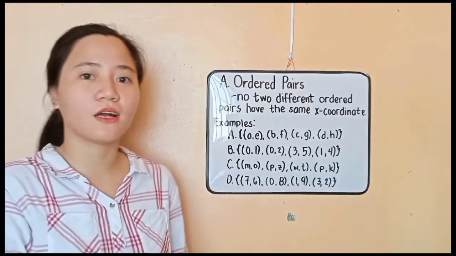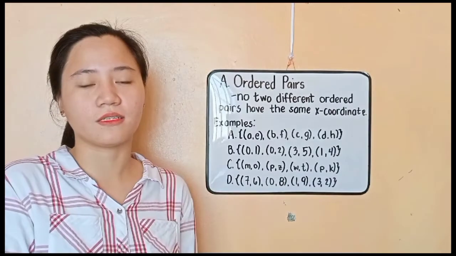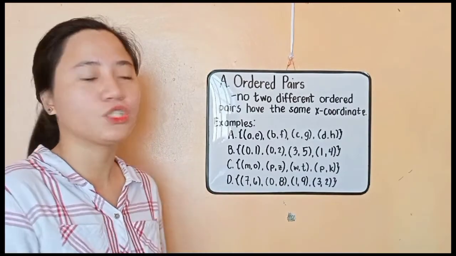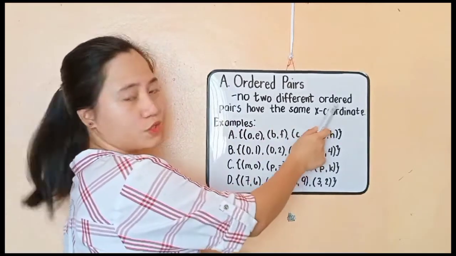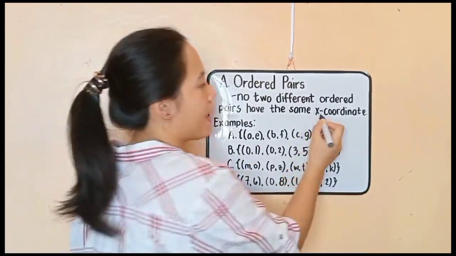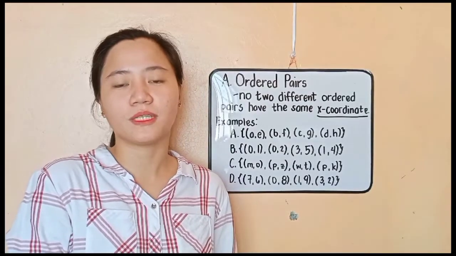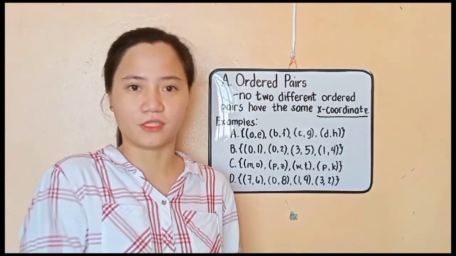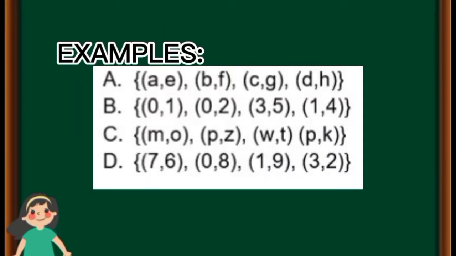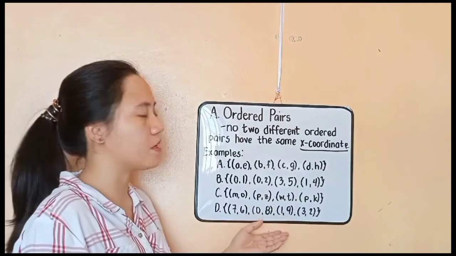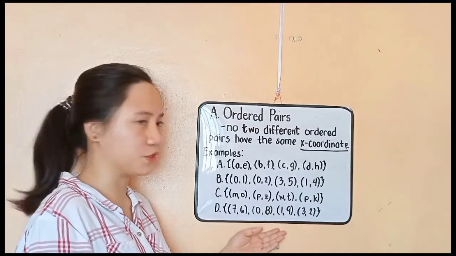How can we say that the given relation or ordered pairs is a function or not? It should be that no two different ordered pairs have the same x coordinate. Each element in the domain is matched with exactly one element in the range. Take a look at this example and let's see which of these are functions and which are not.